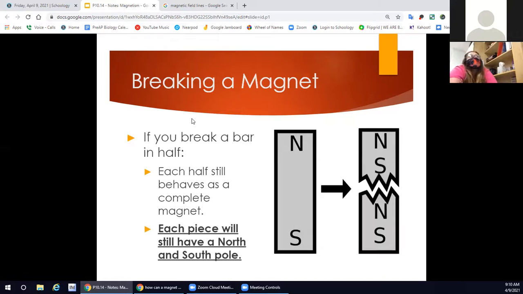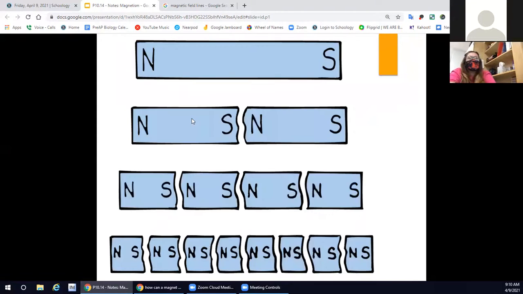So no matter what you do to a magnet, it's always going to have a north pole and a south pole. That's just how magnets work. They always have to have each pole. If they don't have those poles, well, they're not a magnet. So if you continuously break a magnet in half, it's still going to have a north end and a south end. Again, no matter how many times you break apart a magnet into however many pieces you want, it's still going to have a north side and it's still going to have a south side.